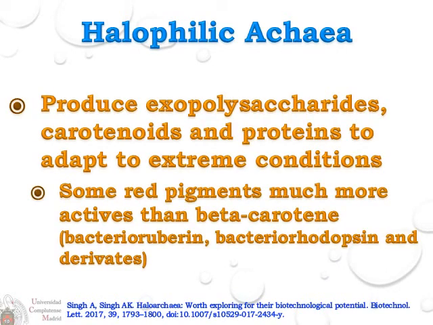Anaerobic archaea are capable of producing different molecules, exopolysaccharides, carotenoids, and proteins to adapt to the extreme conditions, and a pink pigment with much more antioxidant power than beta-carotene, 1000 times more potent than beta-carotene. In addition to its excellent cosmetic properties, this pigment serves to feed the flamingo birds, which provides the pink color.